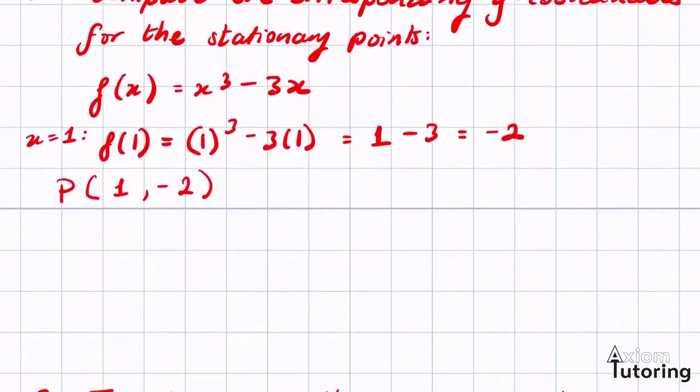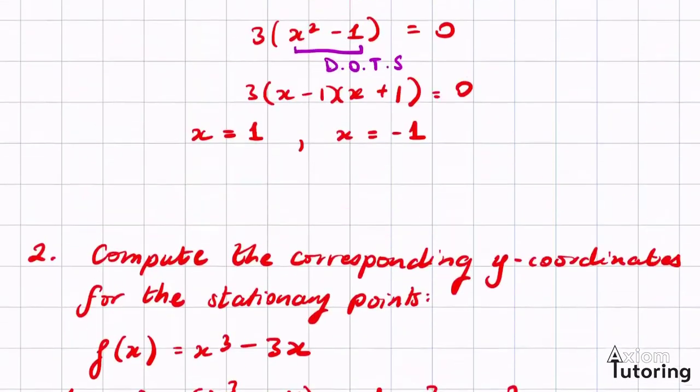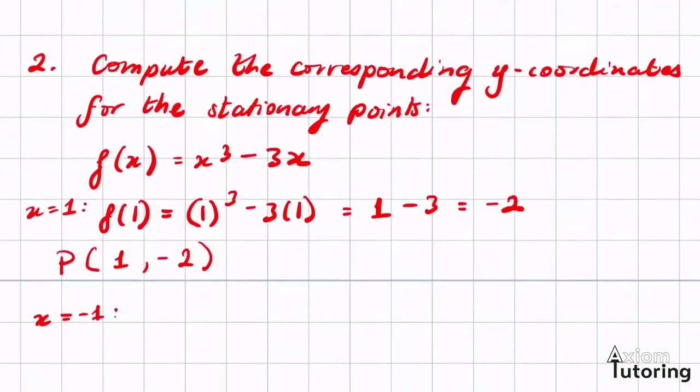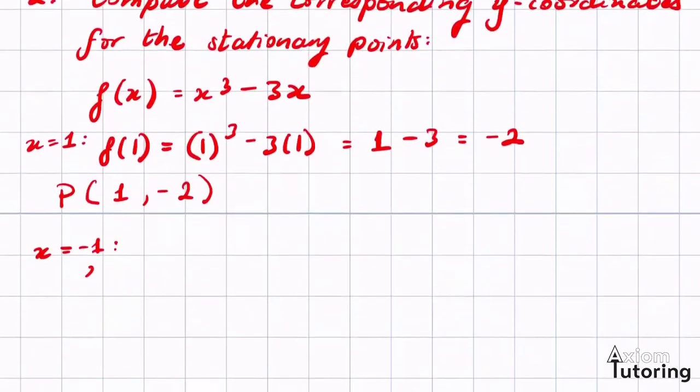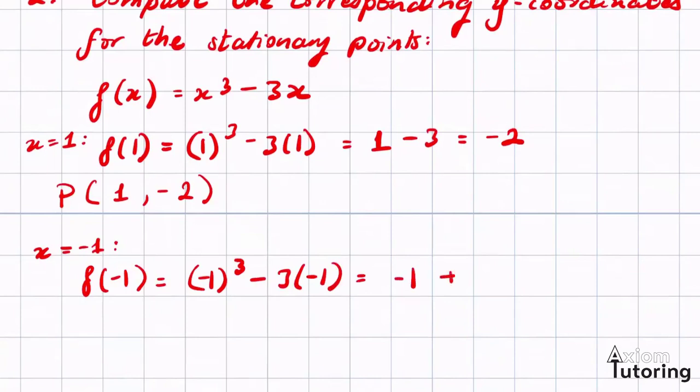For the second stationary point, that's going to occur at x equals minus 1. We're computing f of minus 1. That's equal to minus 1 cubed minus 3 times minus 1. That's equal to minus 1 minus minus 3. So that's minus 1 plus 3. That's equal to 2. So our second stationary point, we can call it Q, is (minus 1, 2).